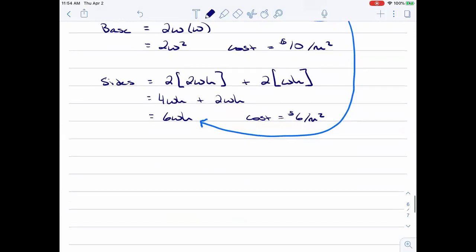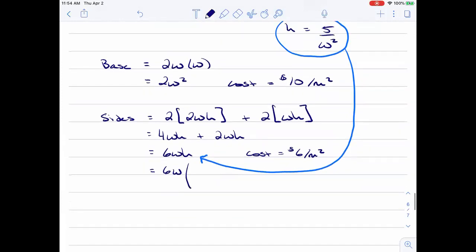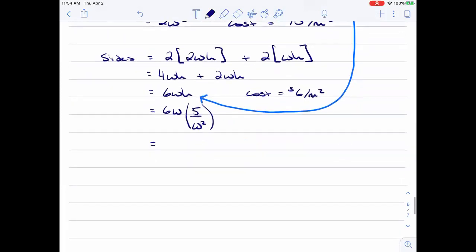So the sides must be 6w times h, which is 5 over w squared, which is going to be 6w times 5. So I get 30 over w.